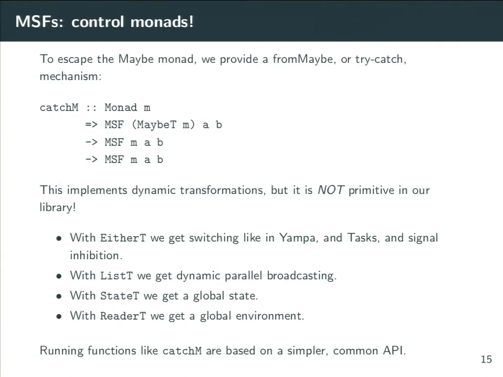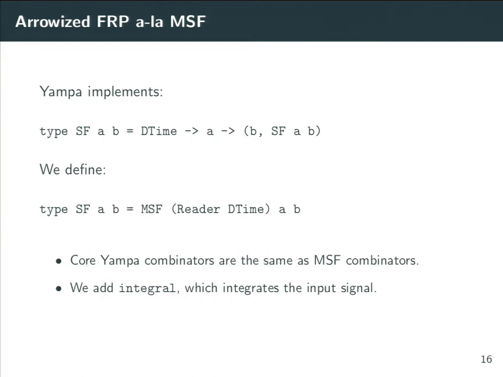With ReaderT, you get a global environment. And this is where things get interesting. Because we promised something like Yampa. Well, signal functions in Yampa have this signature, in which this represents the time that passed since the last time you looked at the system, the last sample. And we can do that if we put it here. That's all. If you expand this, it becomes exactly that.